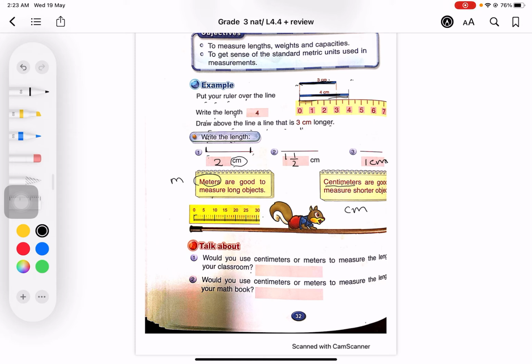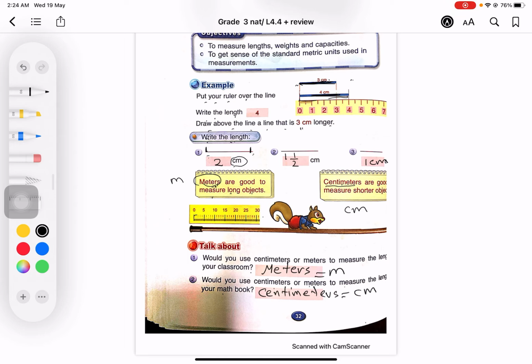Okay, now, would you use centimeters or meter to measure the length of your classroom? If you want to measure your classroom, what are you going to use, meter or centimeters? Of course, you are going to use meters because we said long object, you are going to use meters. So I will use meters. I will write here the word meters. You can write it in a short way, M, meter.